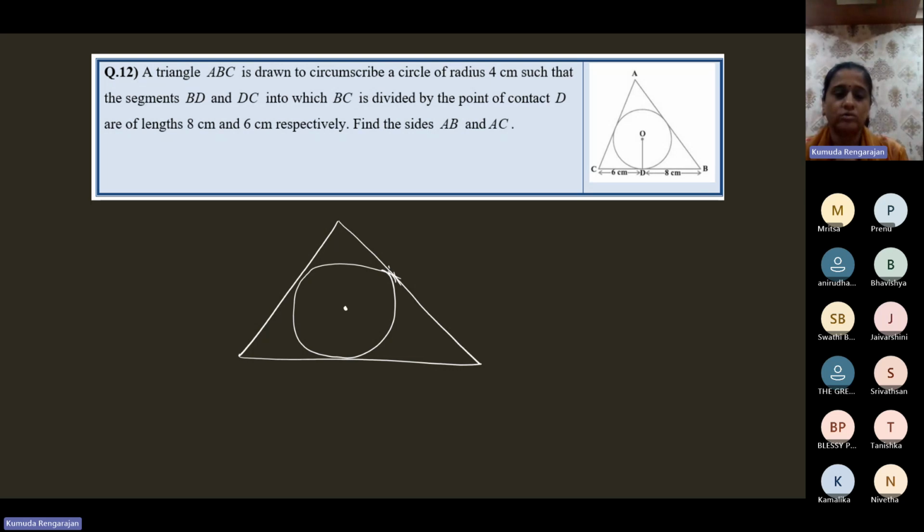Okay, so what we had to do? We had to divide the whole triangle into three smaller triangles. So we had to connect the center of the circle to each of the vertices like this. This is the first step, dividing the whole triangle into three smaller triangles.